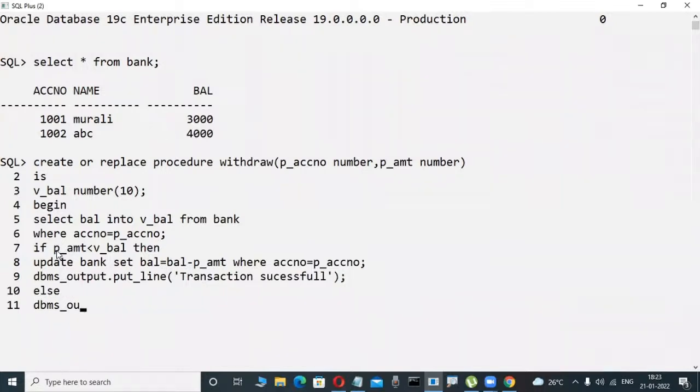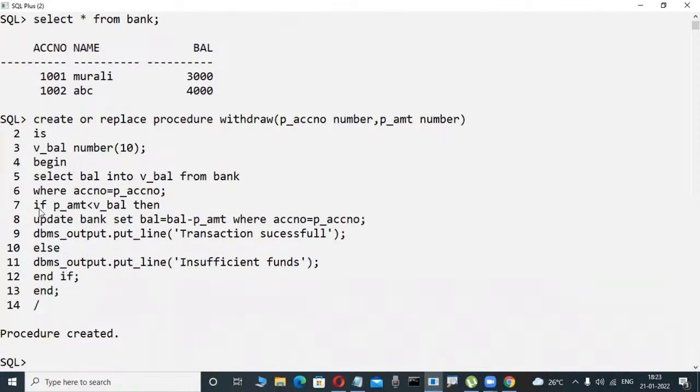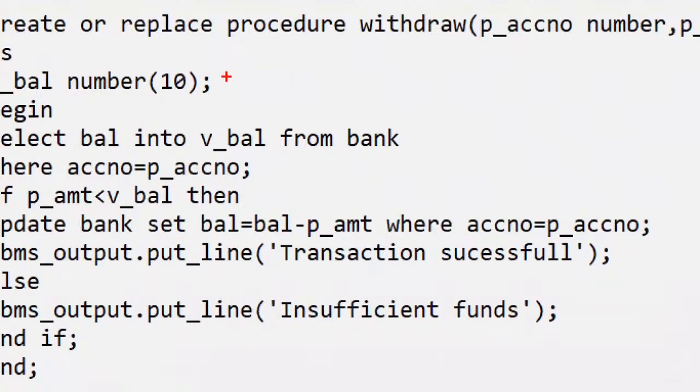And now check it out here. Else, insufficient funds. Okay, some coding is there. This is not a difficult coding, take it easy. For example, I am writing a procedure. This is called, observe here, some coding I'm writing. This is not a difficult coding, very easy coding.